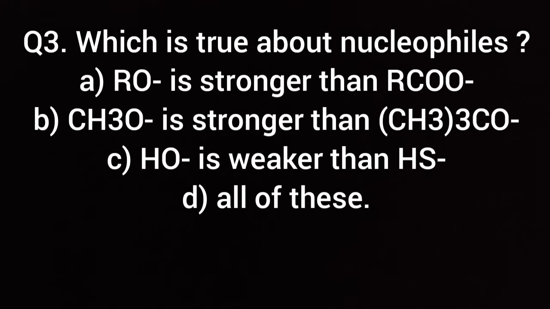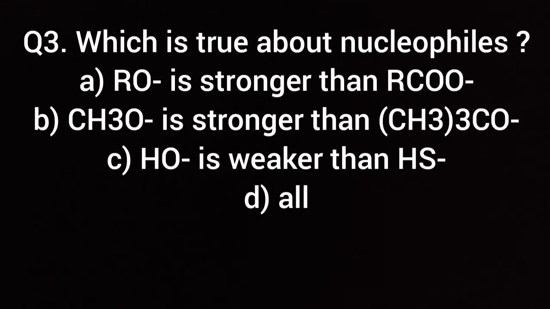Which is true about nucleophiles? RO- is stronger than RCO-. Next, CH3O- is stronger than CH3CO-, tertiary butoxide. Next, HO- is weaker than HS-. D, all of these. Out of these 4 options, the first 3 options are correct, so the most appropriate one is all of these. So option D is the correct one.